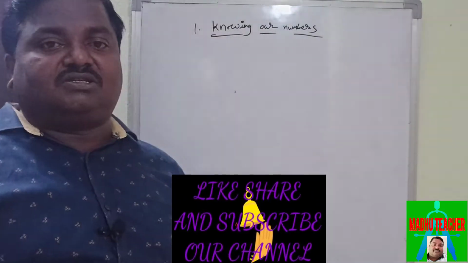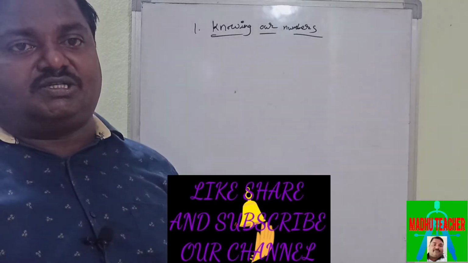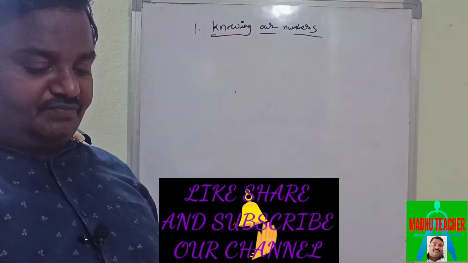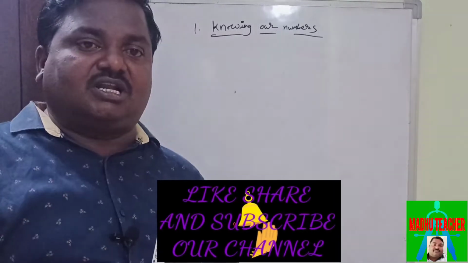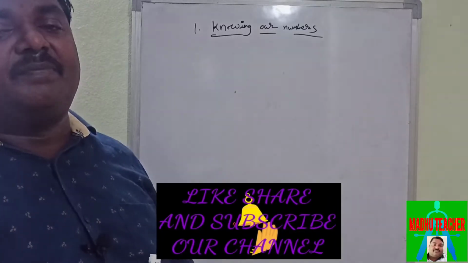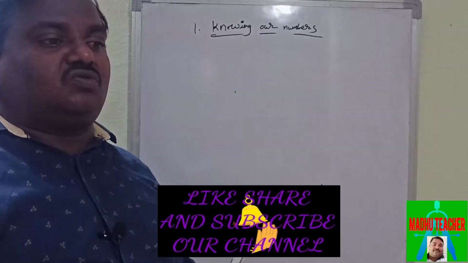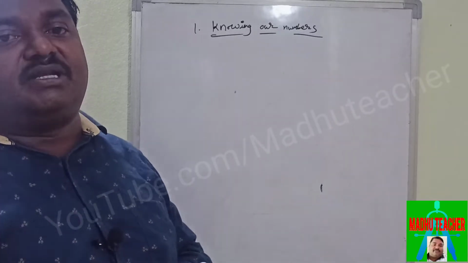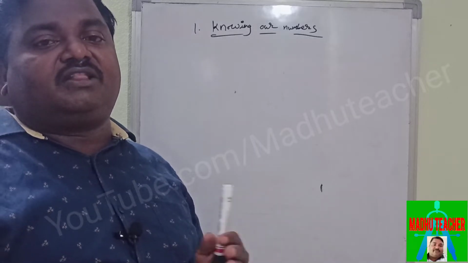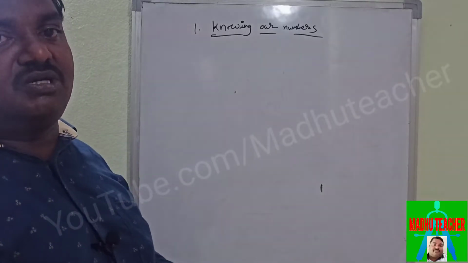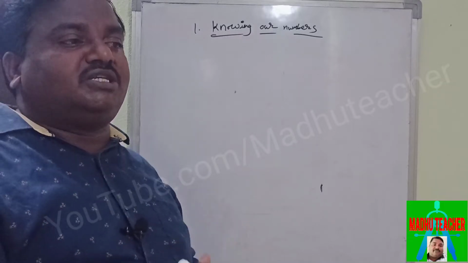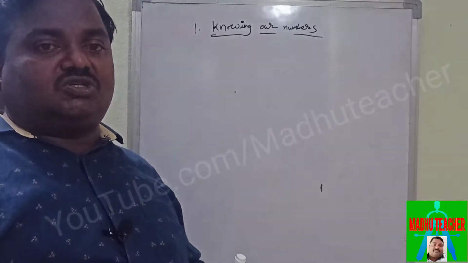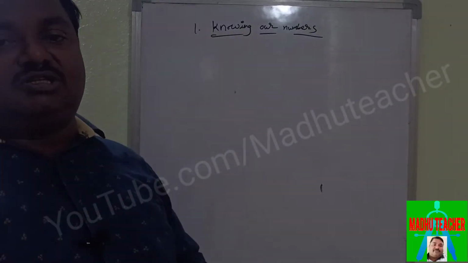In previous classes we learnt up to thousands, that is tens, hundreds and thousands. And we also learnt comparison of numbers, that is identifying the greatest and smallest numbers and writing in ascending order and descending order. We have to remember all these.